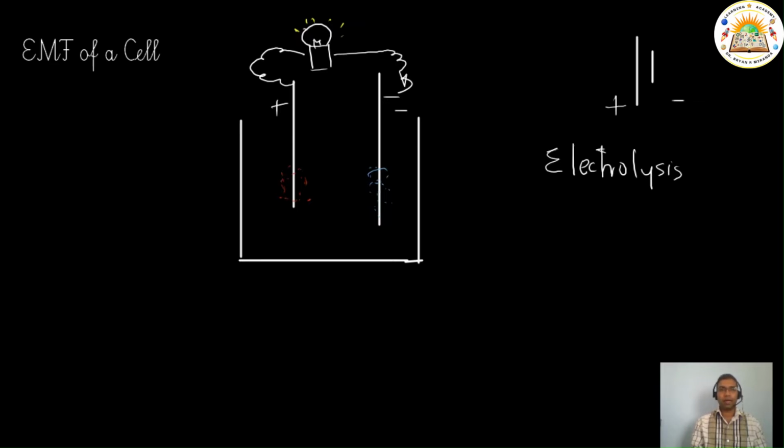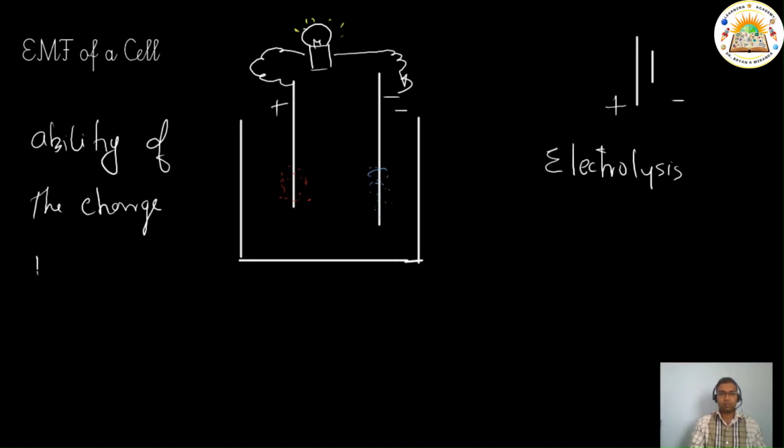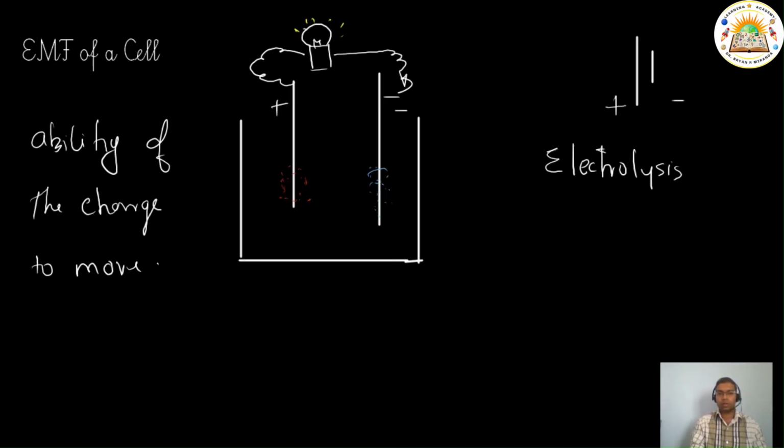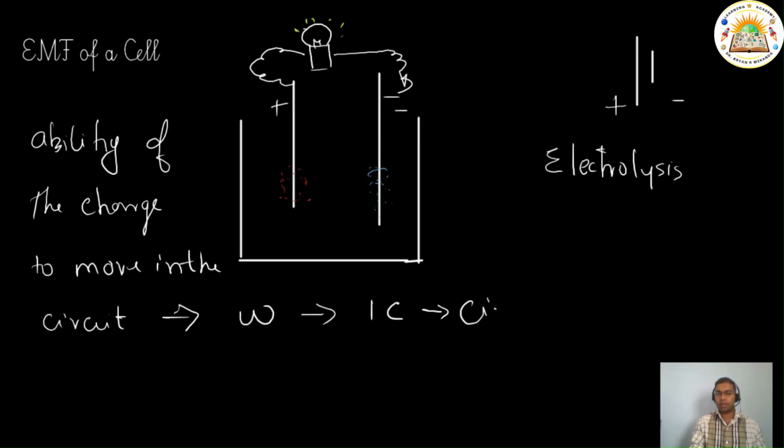So what is EMF defined as? EMF is defined as the ability of the charge to move in the circuit, or we can even call it the work done. In more physical terms, it is the work done in moving 1 coulomb of charge throughout the circuit. So that is what EMF of a cell is.